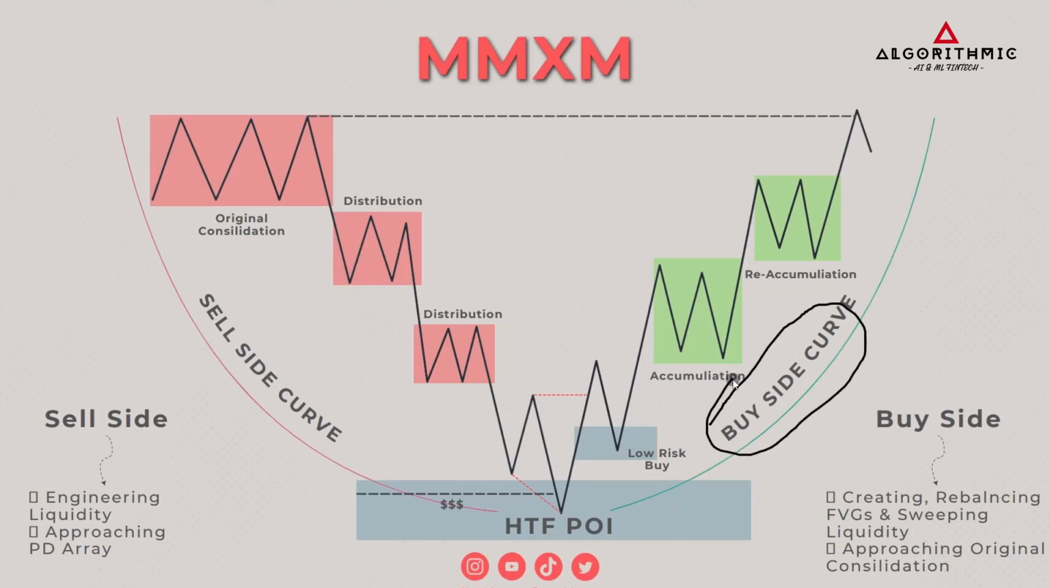What is the significance of the buy side curve? This is pretty much creating rebalancing FVGs and sweeping liquidity, right? So what we see here is a fair value gap, maybe a fair value gap here, and a super low liquidity, and again a fair value gap, super low liquidity, and going up and approaching the original consolidation as well. So this is the original consolidation. We have a curve, and sell side is engineering liquidity and approaching the PD array, and the buy side is rebalancing and creating liquidity and approaching the original consolidation.